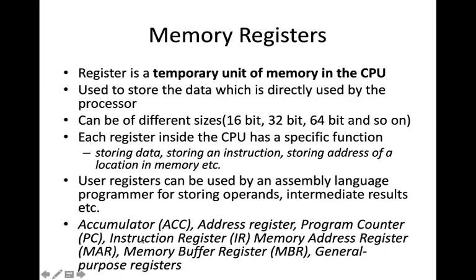So these are some of the registers: accumulator, address register. We have the program counter register, which is used to store the next instruction. The instruction register is used to store the instructions. The memory address register, memory buffer register. Then we have different general purpose registers. Like that, there are different registers available for the CPU to perform different operations.